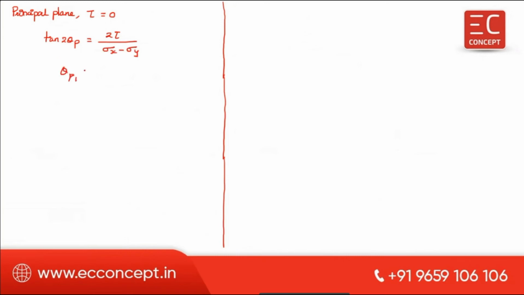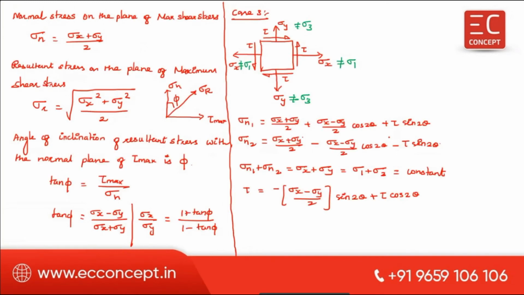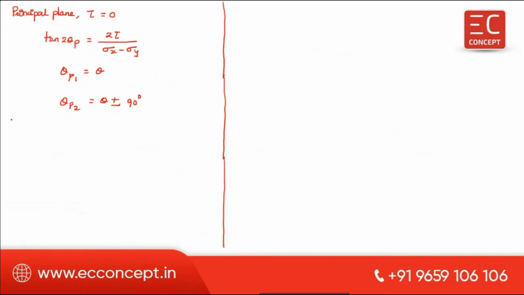Here theta P1 is equal to theta for the first principal plane, and the second principal plane is equal to theta plus or minus 90 degree. So this is also important. Now you got theta equal to this. You have to substitute this theta in your normal stress equation. So this is equation number 1. Substitute theta P in equation 1, we get principal stress.